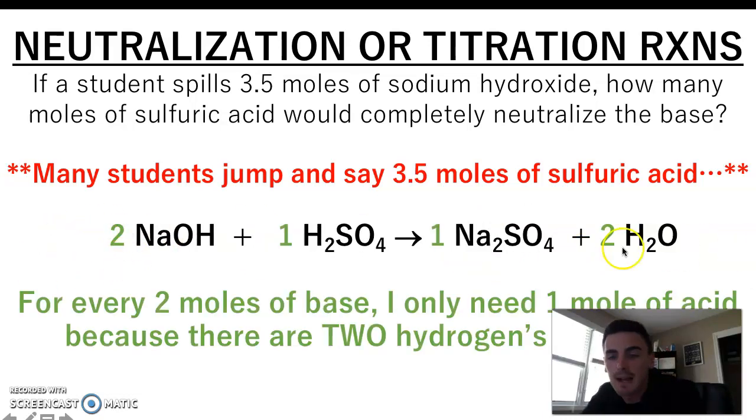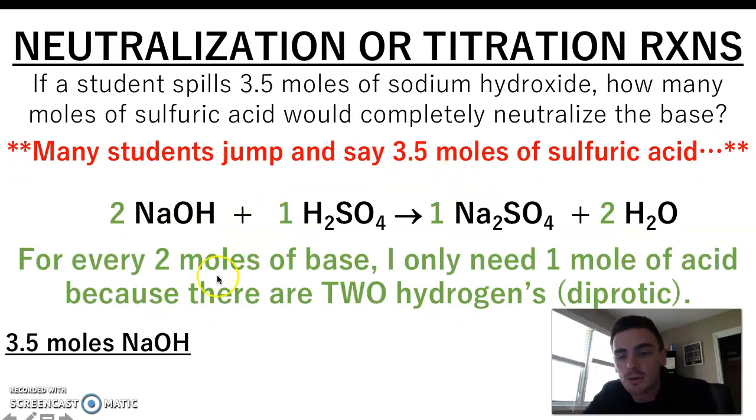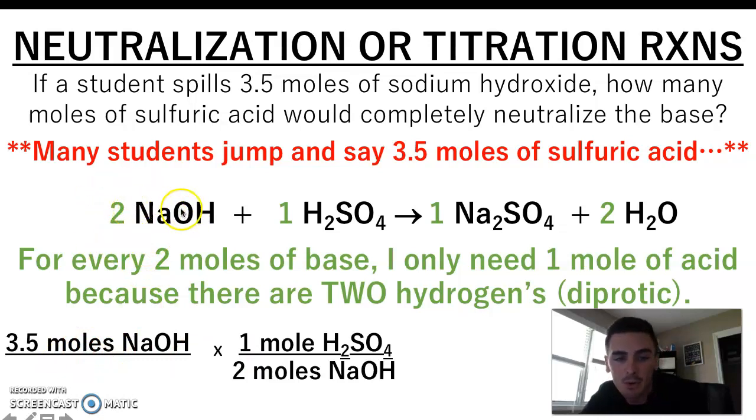So there's my nice balanced equation, and I can see here that because there's 2 hydrogens, we call this a diprotic acid. I only need 1 mole of sulfuric acid to keep up with 2 moles of sodium hydroxide. So it is true that I am going to need 3.5 moles of acid, but if I go through and do my dimensional analysis, I start with 3.5 moles of this, and I can see from my mole ratio that I only need half as much.